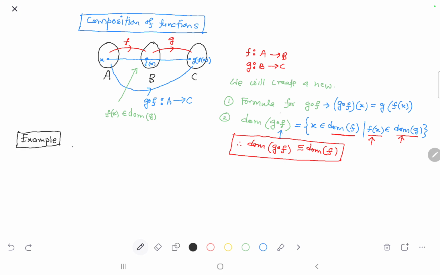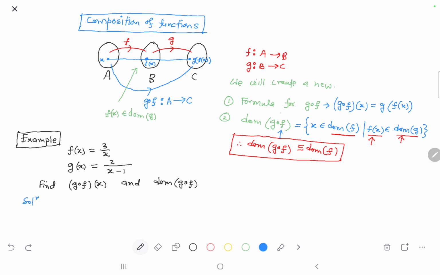Let me write here: F of x is given by 3 over x, and G of x is given by 2 over x minus 1. Find G composition F, the formula applied to x, and the domain of G composition F.